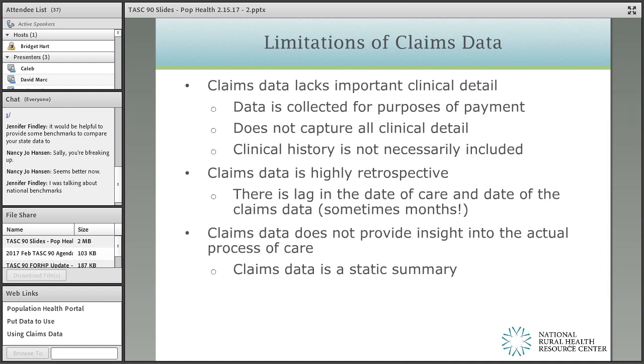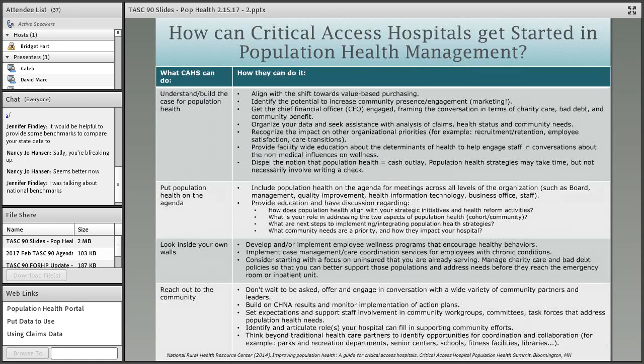Claims data is also highly retrospective. There's a significant lag time between the date of the care or service and the date the data is made available for analysis. This may result in a lag period of months. Part of this delay is due to the fact that the data needs to be verified for accuracy, especially the diagnostic and procedural coding, in order to have a basis of data for establishing payment.